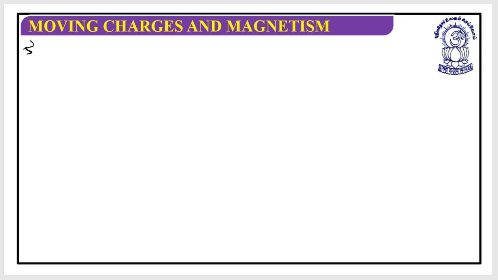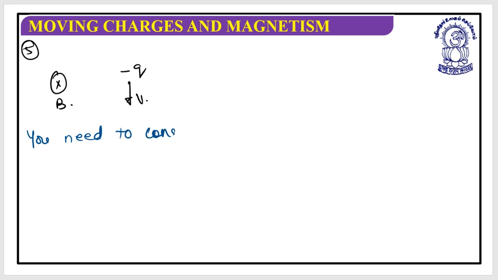Okay, let's do one more thing. Suppose the magnetic field is inside the plane. It is moving in this direction, but now the charge is minus q. So when the charge is minus q, first you need to consider it as a positive charge only.